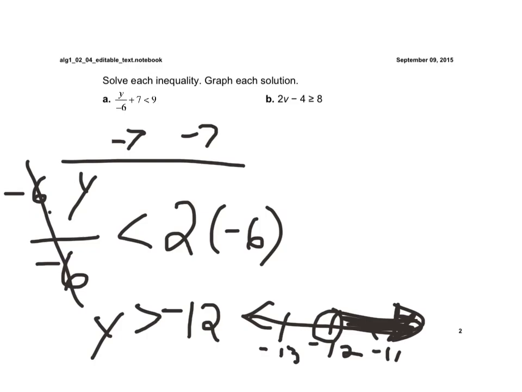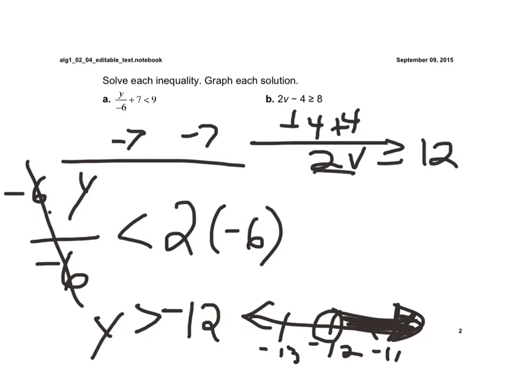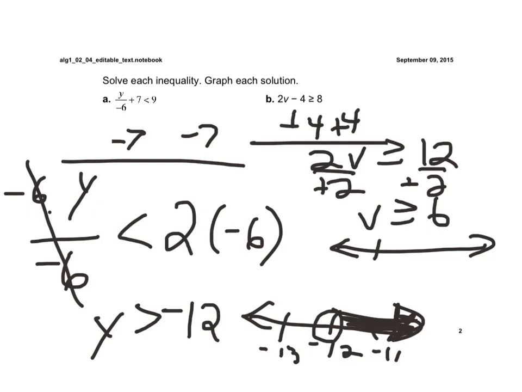Example 2, we're going to go ahead and add 4 to both sides first. And we get 2v is greater than or equal to 12. Now we divide by 2, and we get v is greater than or equal to 6. We didn't have to worry about reversing the inequality sign there because we divided by a positive 2. Now we graph that. We have 5, 6, and 7. Closed circle this time because it's greater than or equal to, and then again shaded to the right.